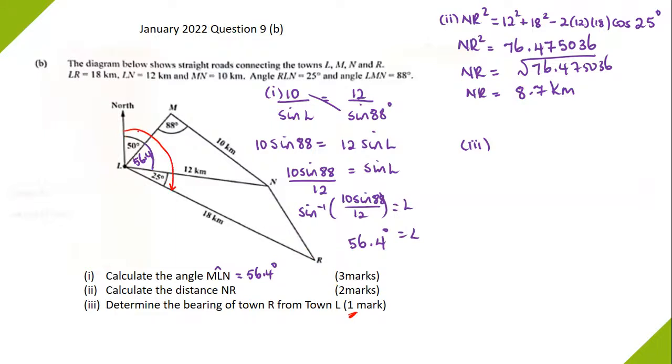But if you notice, we have everything already. They gave us this 50 degrees. We worked out 56.4 and they gave us 25. So you simply add all of them together to get this entire angle. So the answer is 50 degrees plus 56.4 degrees plus 25 degrees. When you add all of that, you're going to get 131.4 degrees. Easy. All right, that question was 5 marks in total.